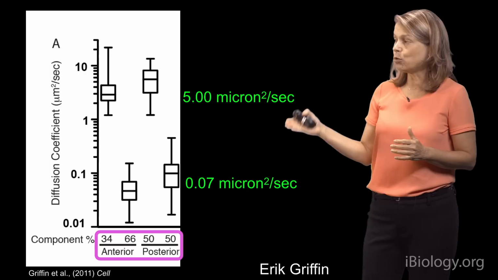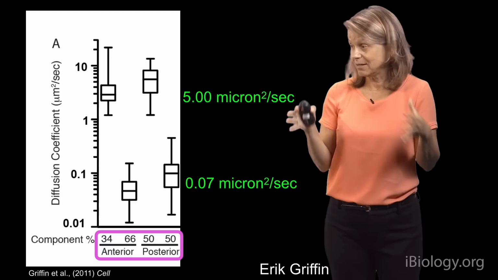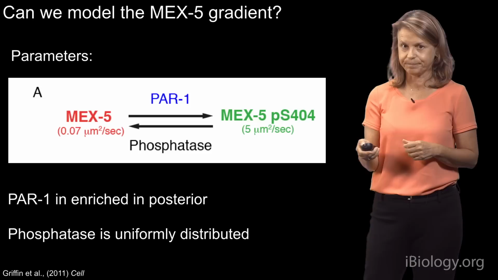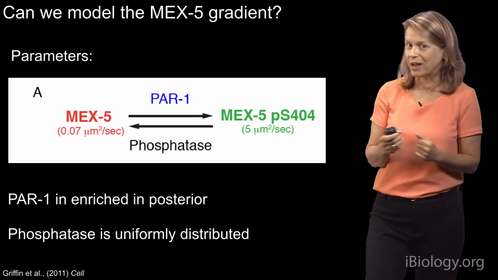So now this experiment is really confirming our model that MEX5 exists in two species, slow and fast. And what differs between the anterior and the posterior cytoplasm is the proportion of those two species. So now we are getting close to a molecular model for how this gradient forms.